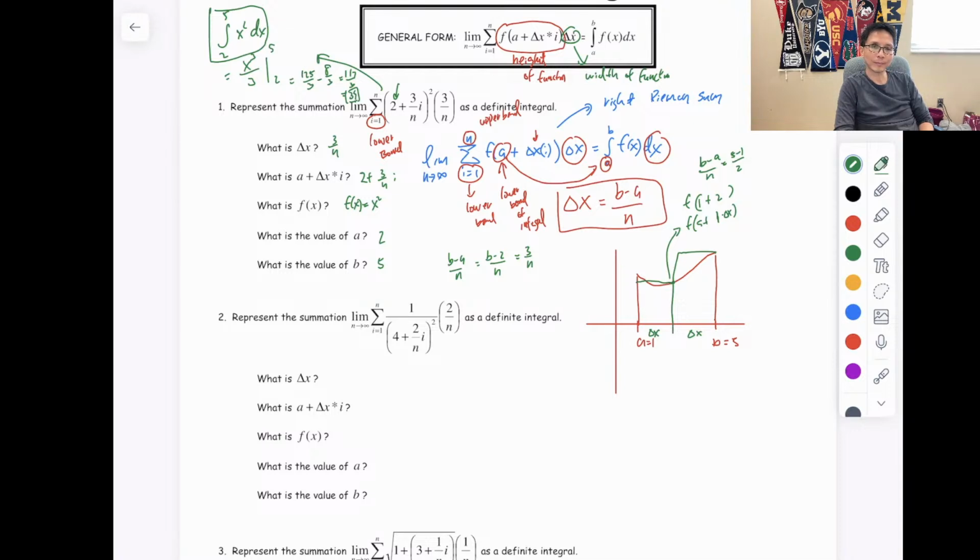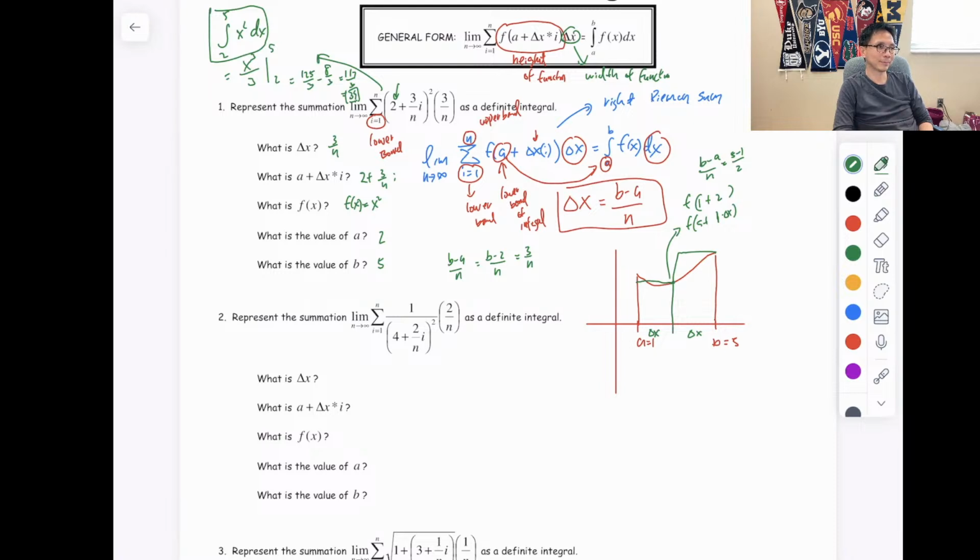Chase, what did you get for A? Is it 4? Yep, 4. That's good. B is 6. I got 6 for these. Okay, is delta x 2 over n? Yep, that's what I got. You're doing great.